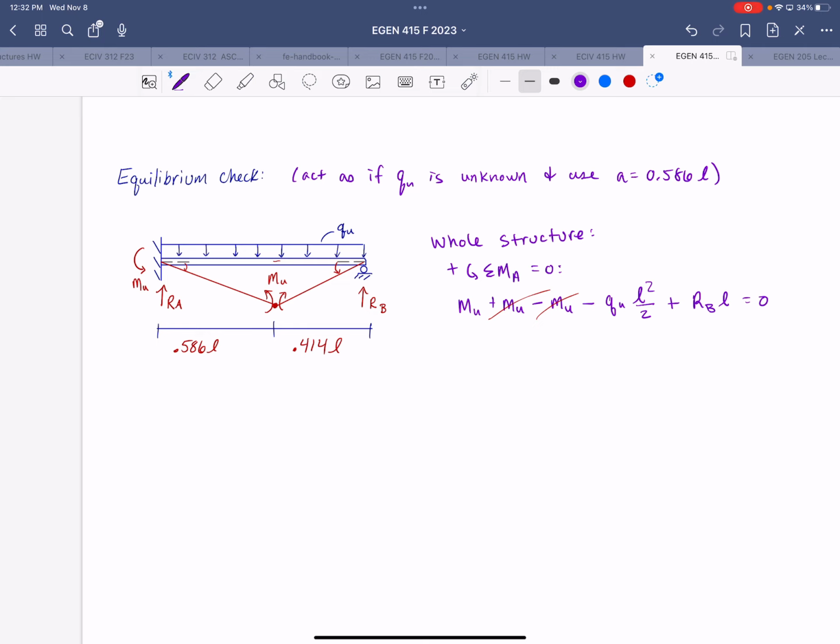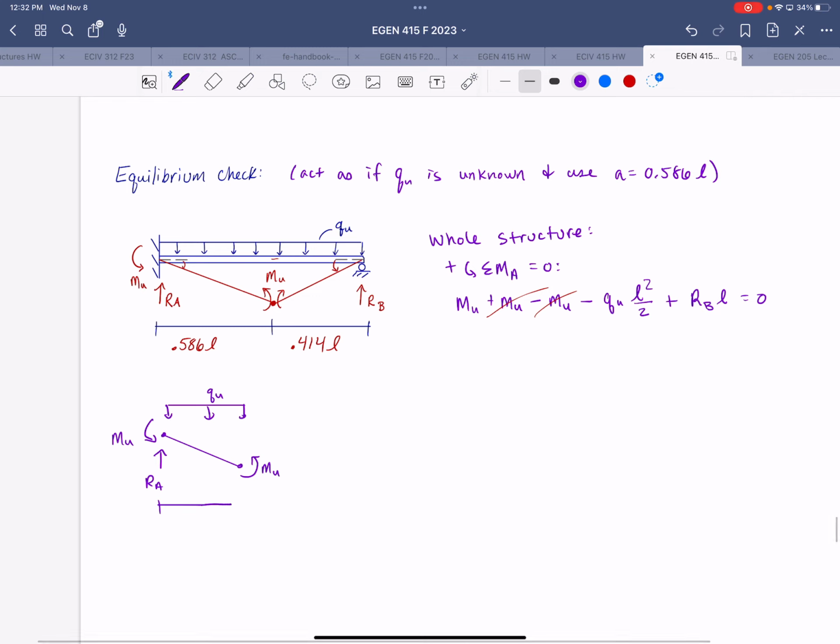All right, so next we'll look at the left side of the hinge. So take the left side free body diagram. We have Mu at both ends. We have the applied distributed load, Qu. We have the reaction at A. And this distance is 0.586 L. And I'll call this point little a.